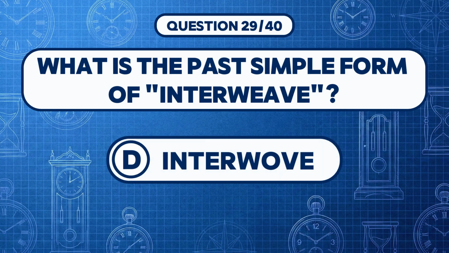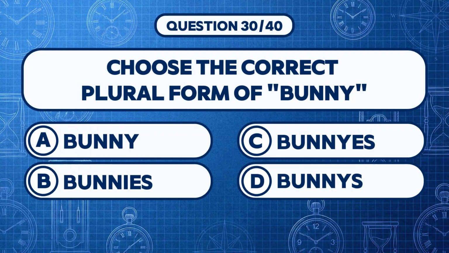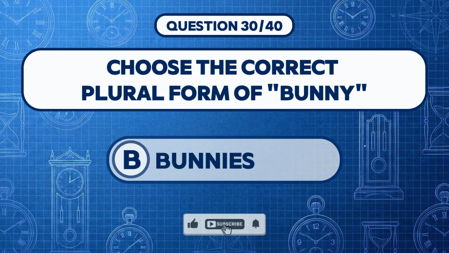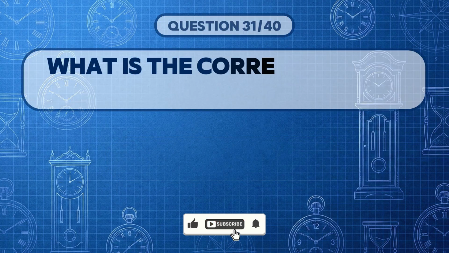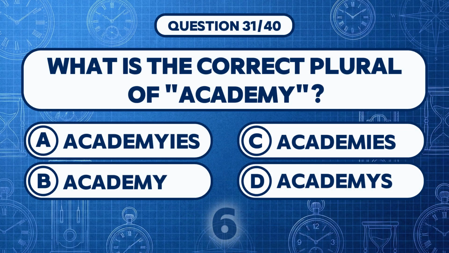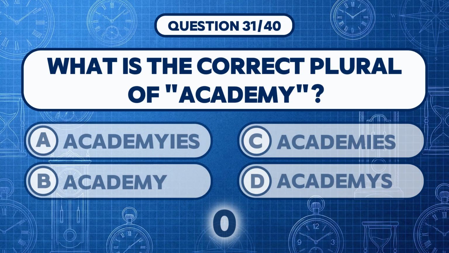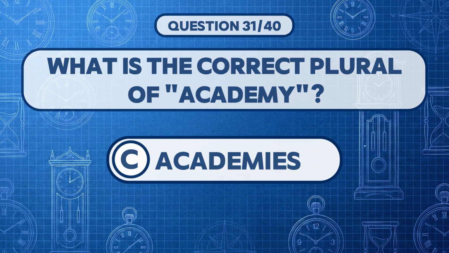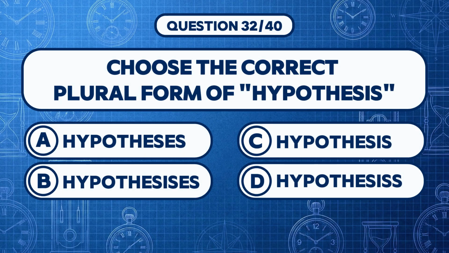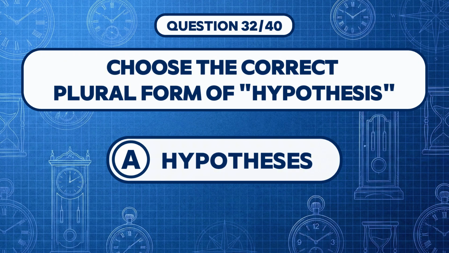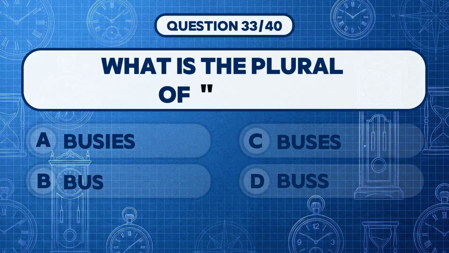Answer D, interwove. Choose the correct plural form of bunny. Answer B, bunnies. What is the correct plural of academy? Answer C, academies. Choose the correct plural form of hypothesis. Answer A, hypotheses. What is the plural of bus?